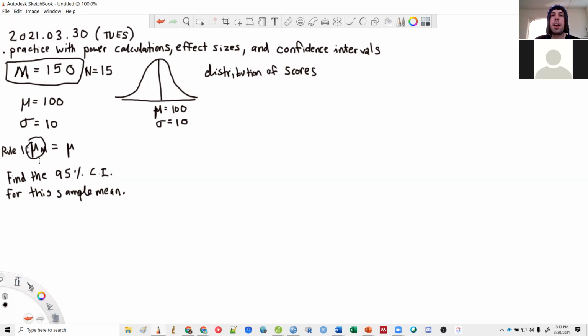For the confidence interval problem, we are going to be creating a distribution of means, but not the same distribution of means. So we are going to be creating a distribution that is composed of means, but instead of being centered on this value, mu subscript m, it is just going to be centered on M. So remember, the mean was 150 for our sample. So if we were to draw tick boxes here, let's say 150 is over here.